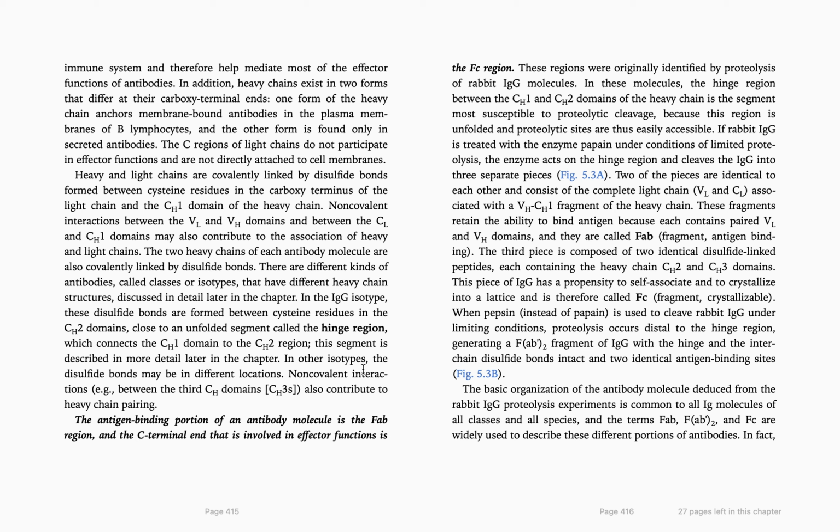In other isotypes, the disulfide bonds may be in different locations. Non-covalent interactions, for example between the third constant heavy chain domains, also contribute to the heavy chain pairing. The antigen-binding portion of the antibody molecule is the Fab region, and the C-terminal end that is involved in effector function is the Fc region. These regions were originally identified by proteolysis of rabbit IgG molecules.